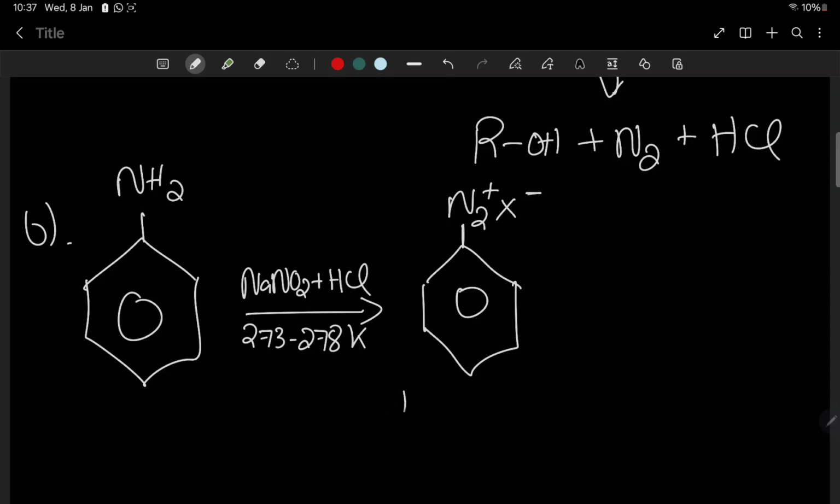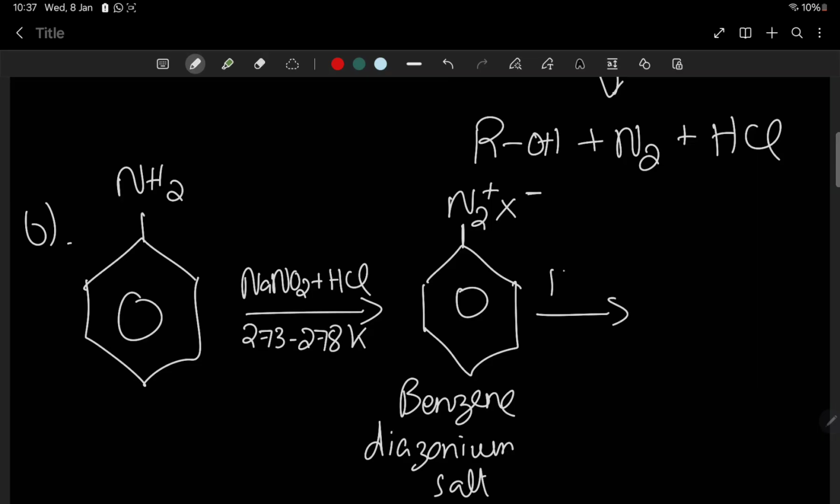This is called benzene diazonium salt. If we add water to this, what happens? Hydrolysis happens and we get the corresponding phenol. This was a preparation method for phenol. Remember? Yes. Okay. Correspondingly we get the product. That's it. Now the next reaction is number 6.